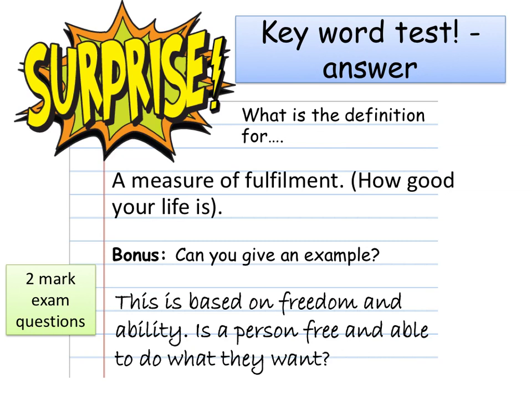To assess the quality of life of a person, you could think about whether a person is free and able to do whatever they want. For example, if a person is in prison, their quality of life may be reduced because they're not free to be able to do whatever they want.